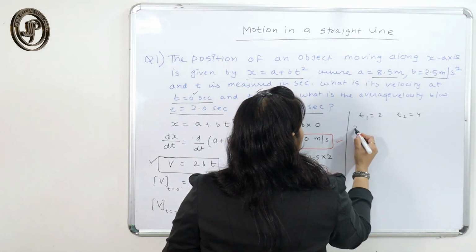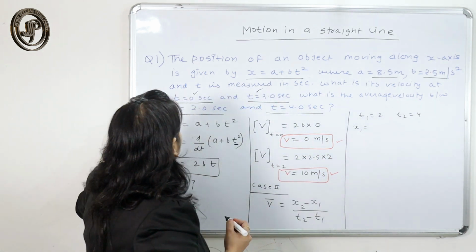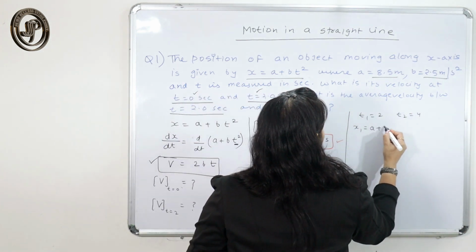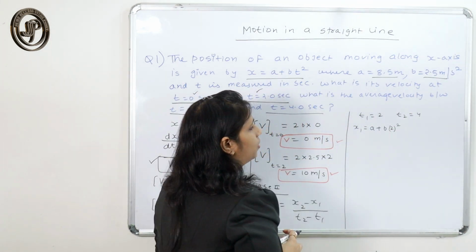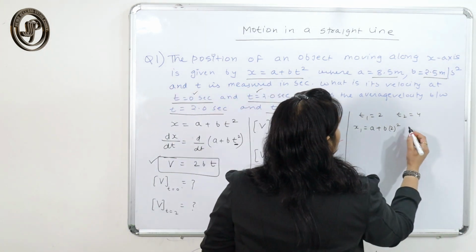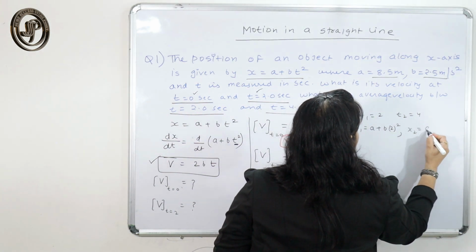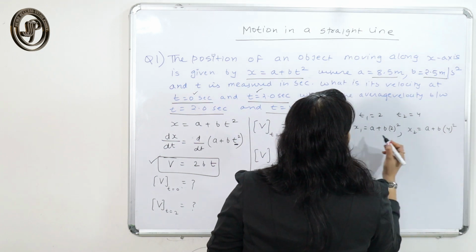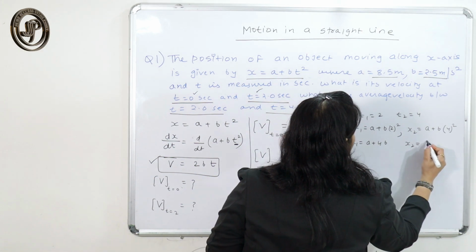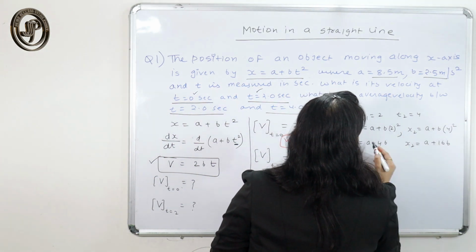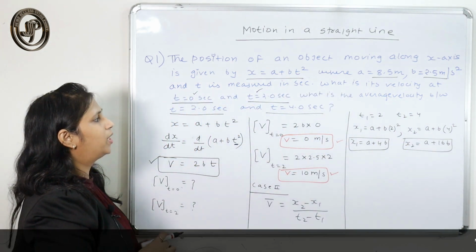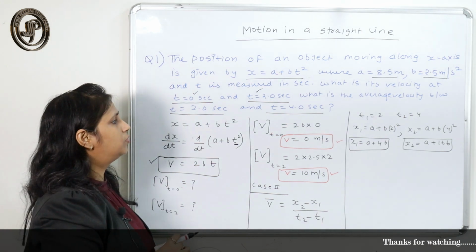When t1 equals 2, what is my x1? The equation for x is this. So my x1 will be a plus b times 2 square. I substitute t as 2 in order to find x1, and x2 will be a plus b times 4 square. So my x1 will be a plus 4b and my x2 will be a plus 16b. Is it fine? I have calculated the values of x1 and x2 at times t1 and t2.